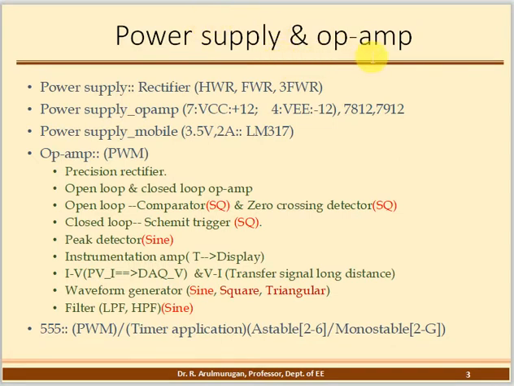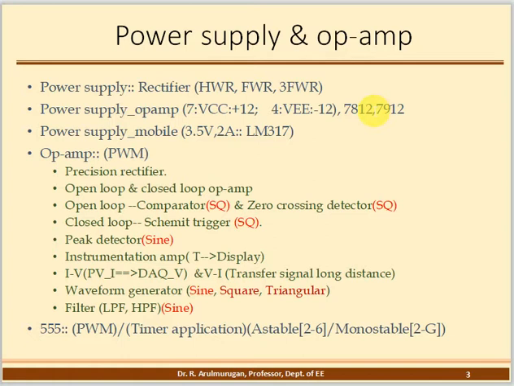An op-amp is an amplification device. What is the famous op-amp IC? The 741. The op-amp needs +12 volt and -12 volt. Pin number 7 is +12 volt, pin number 4 is -12 volt, and pin number 6 is the output of the op-amp. How do we apply the +12 volt and -12 volt?